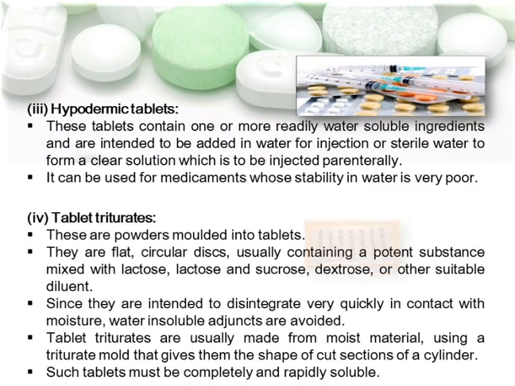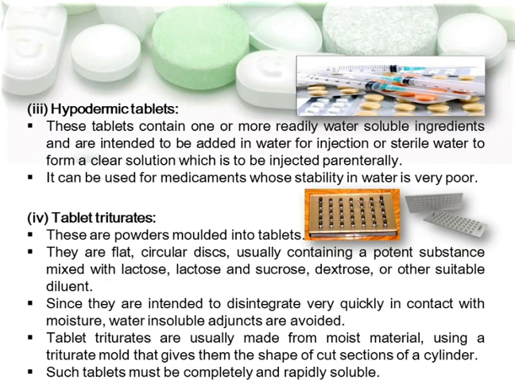Next is tablet triturates. These are powders molded into tablets. They are flat, circular discs, usually containing a potent substance mixed with lactose and sucrose, dextrose or other suitable diluent. Since they are intended to disintegrate very quickly in contact with moisture, water-insoluble adjuvants are avoided. Tablet triturates are usually made from moist material, using a triturate mold that gives them the shape of cut sections of a cylinder. You can see in the figure. Such tablets must be completely and rapidly soluble.